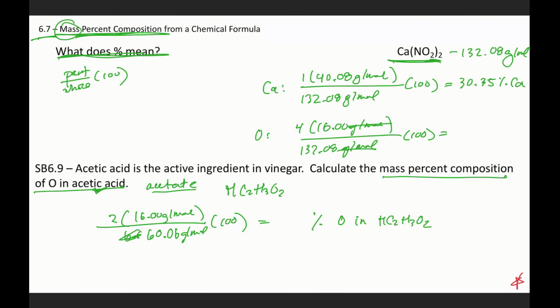Good? Now, in the next section, we take the concept of percent and work backwards to a formula. To be clear, in this section, 6.7, given a formula, we can figure out the percent. Next section, given a percent, can we work back to a formula? The answer is yes.